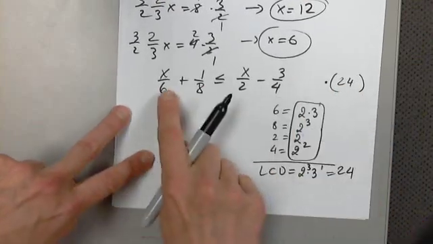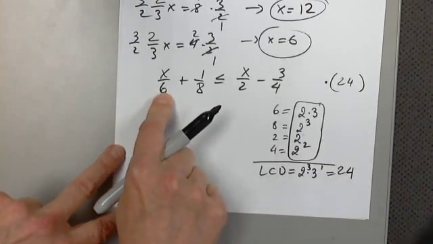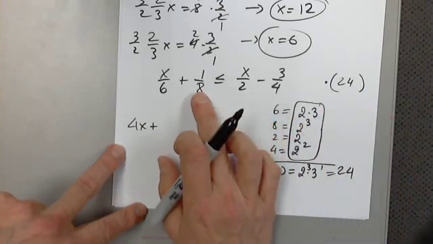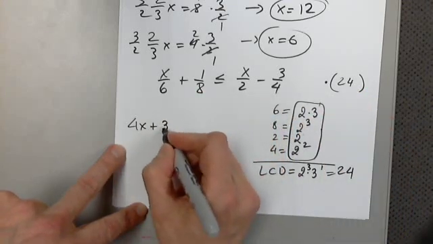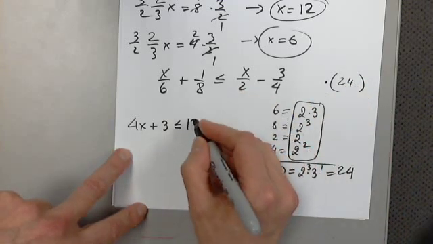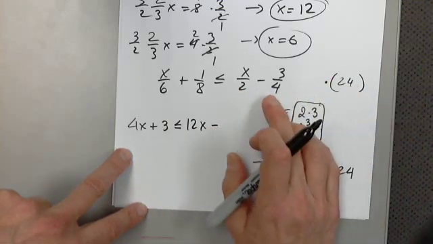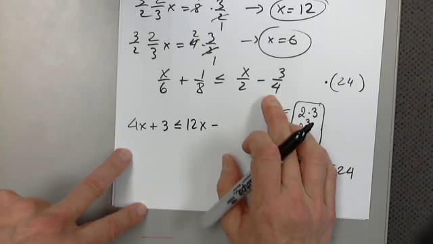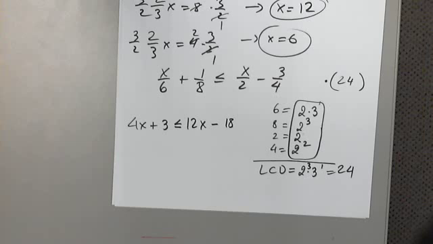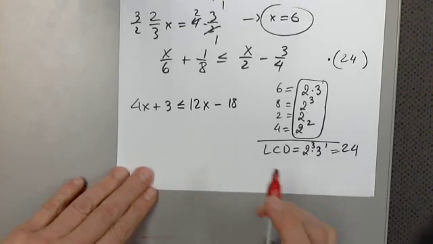So now 24 divided by 6, what do we get? 4x plus 24 divided by 8. Very good. Less than or equal to. 24 divided by 2. 12x minus 24 divided by 4 times 3. Okay, and now this is more human. Once we eliminated the denominators, then this is becoming very simple.